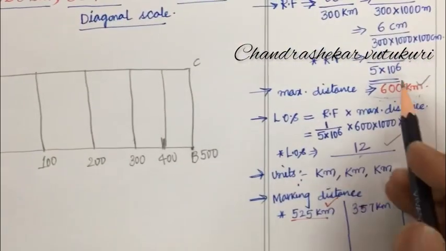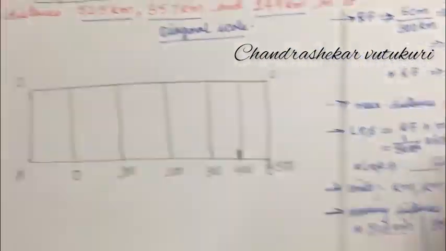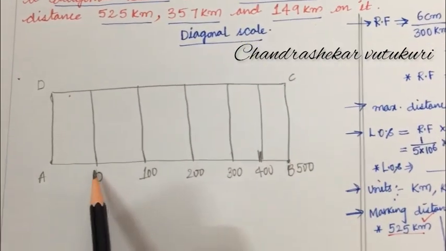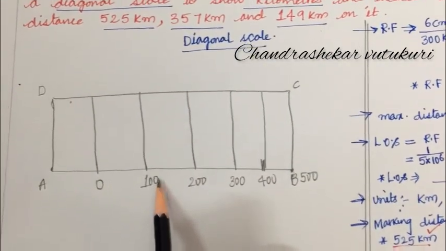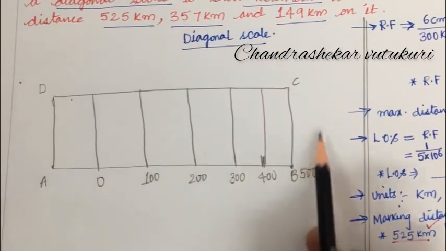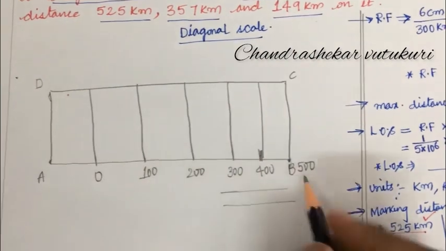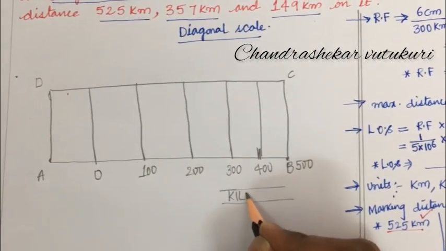As the maximum distance to be measured is 600 kilometer, I need to divide the scale into 6 equal divisions, stating that each division is of 100 kilometer. On a 12 centimeter line, I am going to plot a kilometer scale. So, the main unit is nothing but kilometer, dear students.